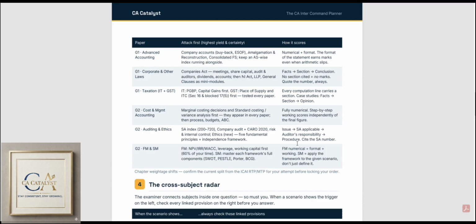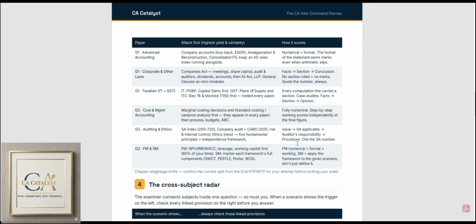Whenever you are starting to prepare for taxation or FM and SM, where there is a mix of both, try to complete the important part of both income tax and GST, and FM and SM. That means 60% of whatever is there for both of these, you should be completing in the first place. Hope you understood. For taxation, as that is income tax as well as GST, whatever 60% of the marks is there, you focus completely on both.